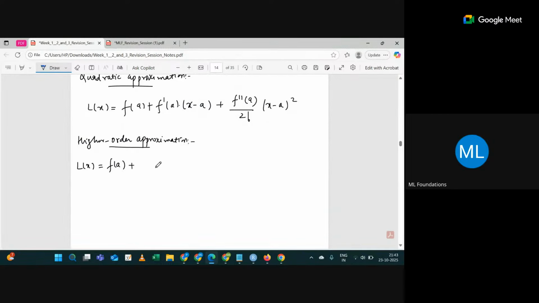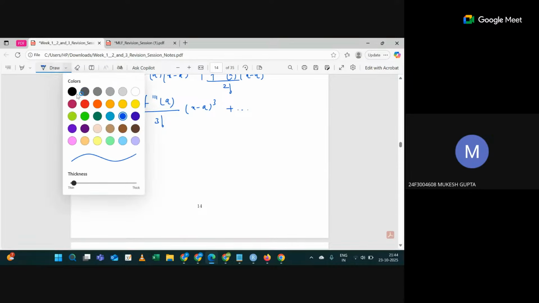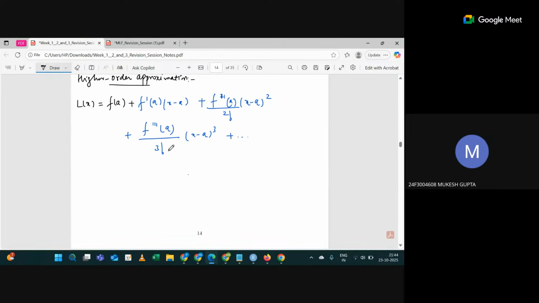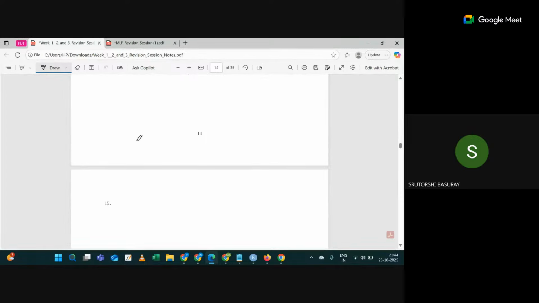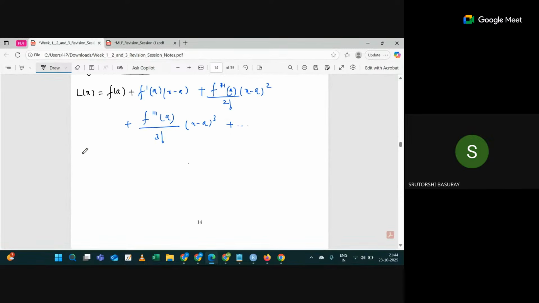So how will higher order approximation extend? It is f of a plus f dash a into x minus a plus f double dash a into x minus a whole square divided by 2 factorial, plus f triple dash a into x minus a whole cube divided by 3 factorial, and so on. For practical purposes, up to 2nd or 3rd order approximation is enough. For simplicity, we are dealing with linear approximation. So basically, for higher approximation, just apply the Taylor series formula.